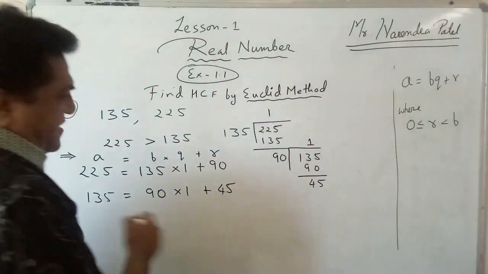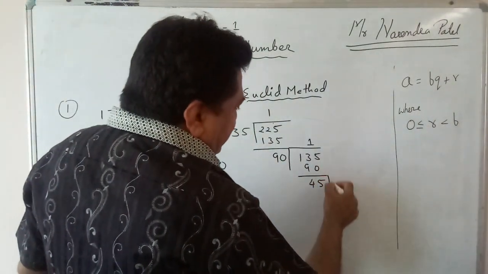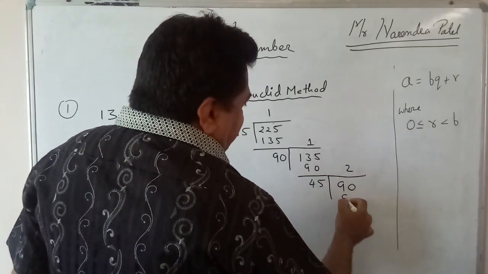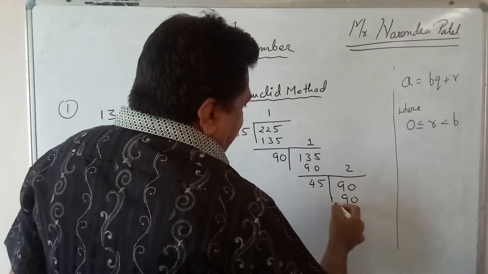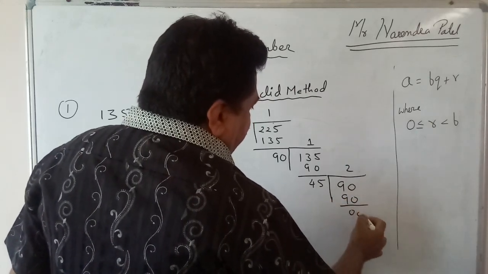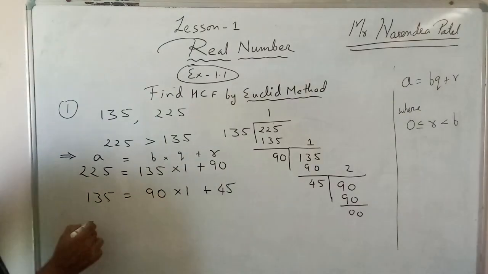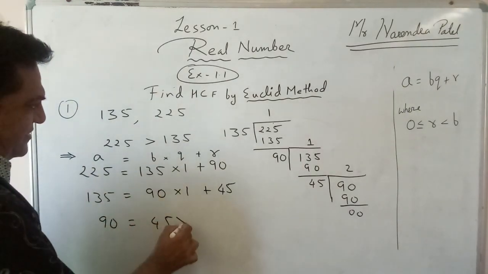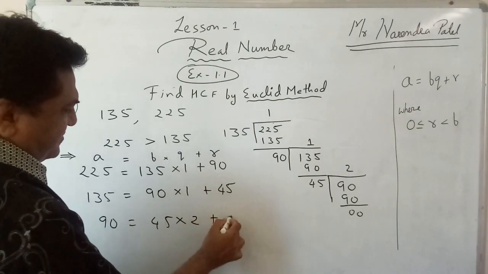So now continue the division. Take 90 here. 45 twos are 90, so I got the remainder 0. So continue: 90 is equal to 45 into 2 plus 0.